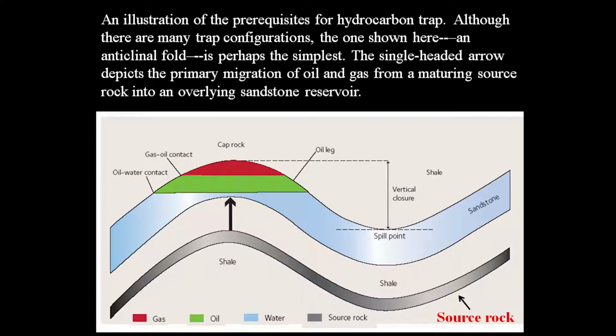Here's an illustration of the prerequisites for hydrocarbon trap. Although there are many trap configurations, the one shown here, an anticlinal fold, is perhaps the simplest. The single-headed arrow depicts the primary migration of oil and gas from a maturing source rock into an overlying sandstone reservoir. Please take the time to identify the source rock in this picture.